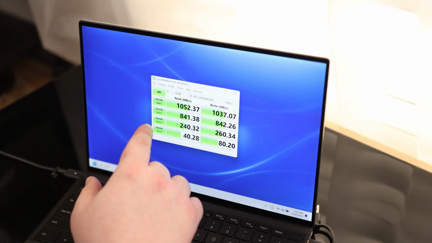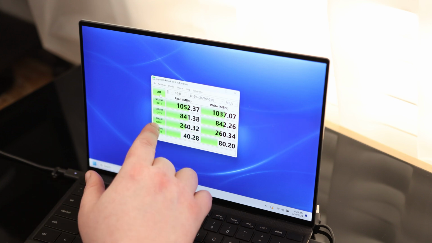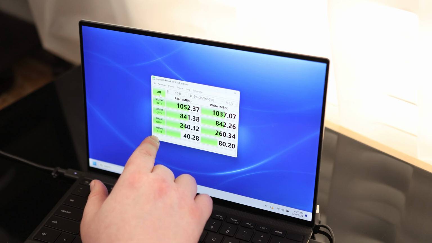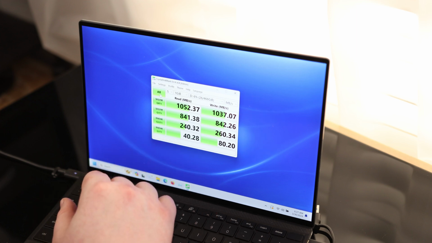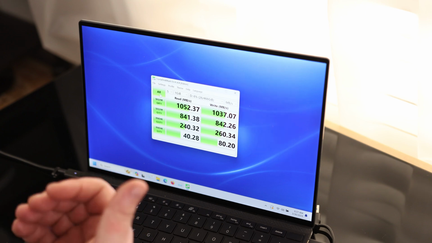Okay, so for the sequential 1 megabyte, 8 process, 1 thread, we got 1052.37 on the read, 1037 on the write. For the sequential 1 megabyte, 1 process, 1 thread, we got 841 and 842. Random 4K, 32 process, 1 thread, we got 240 and 260. For the random 4K, 1 process, 1 thread, worst case scenario, this is 40 and 80. So these are all perfectly acceptable numbers for that hard drive.